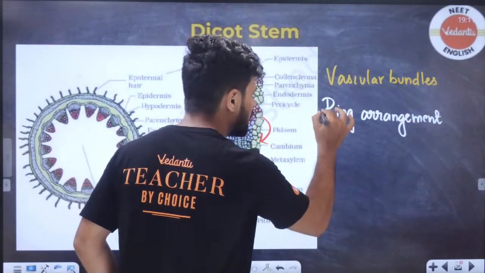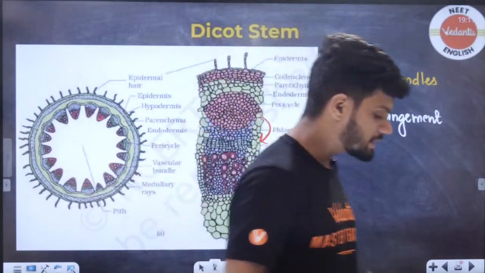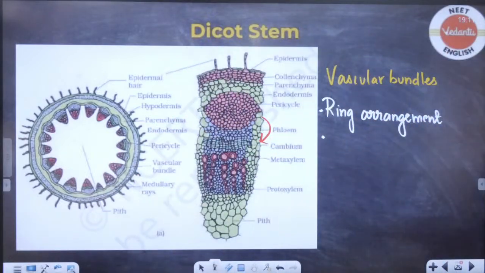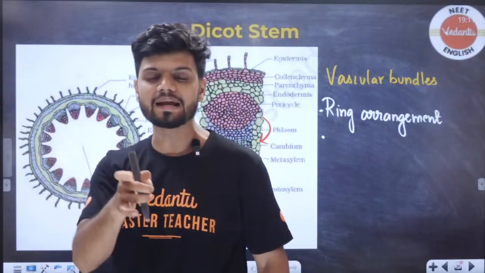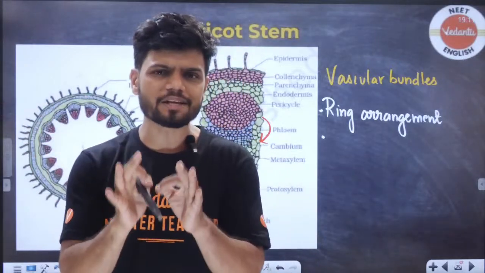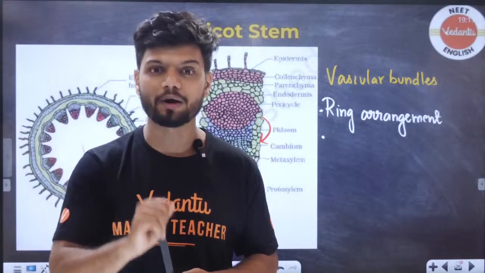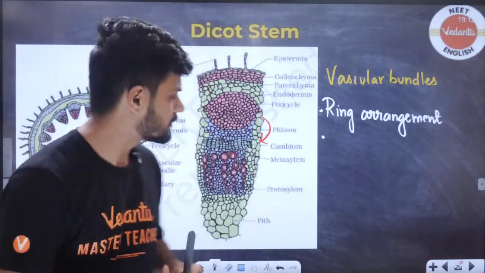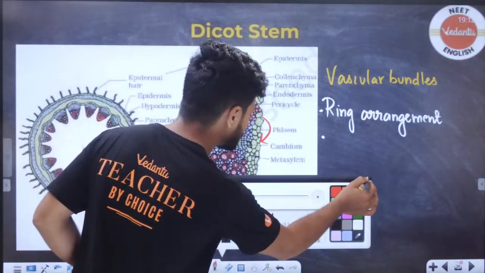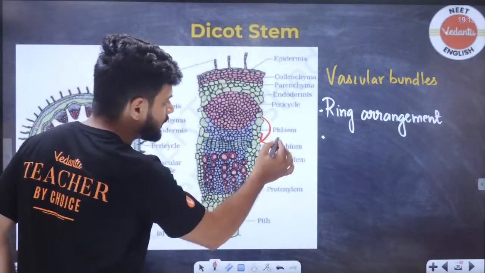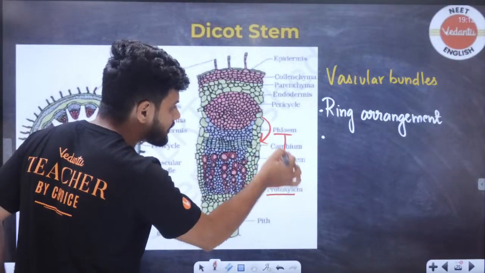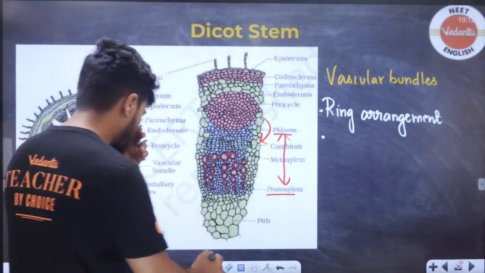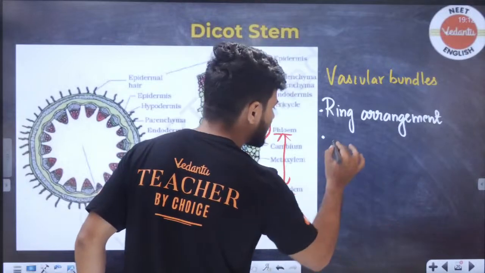Now, since it is a stem, not root, will it be conjoint or will it be radial again? Tell me. See, radial in the case of your root, but in the case of stem, it is supposed to be conjoint. Xylem and phloem are present together. Can you see here? In this diagram, here we have phloem, here we have xylem. Xylem and phloem are present on same radii. So can I call this arrangement as conjoint?